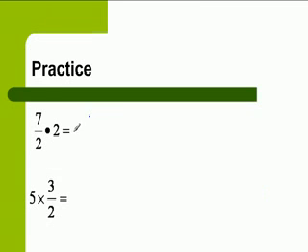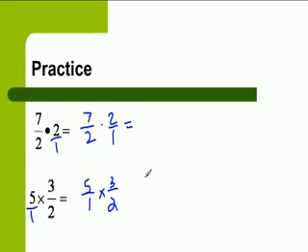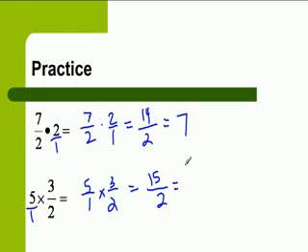Let's practice this. So we have to put all of these over 1. So to rewrite it, to make it look even, we would rewrite it like this. Alright, now 7 times 2 is 14. 2 times 1 is 2. We can simplify that to equal 7. 5 times 3 is 15. 1 times 2 is 2, and we can simplify that as 7 1/2.